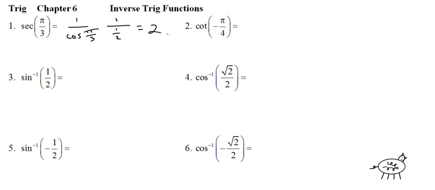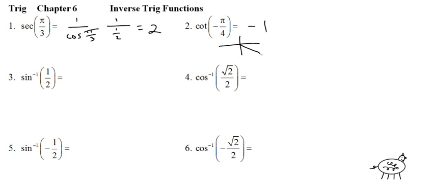Same thing with this one right here. It's negative pi over 4. So just remember, it's cotangent of pi over 4. That's equal to 1, right? And because it's negative, it's going to be negative 1. You can look at it this way: if you want to do coterminal, you could, but we're down here. That's negative pi over 4. Cotangent is negative there. That's why it's negative 1. All right, number 3.